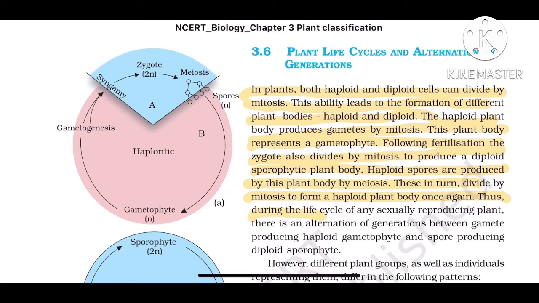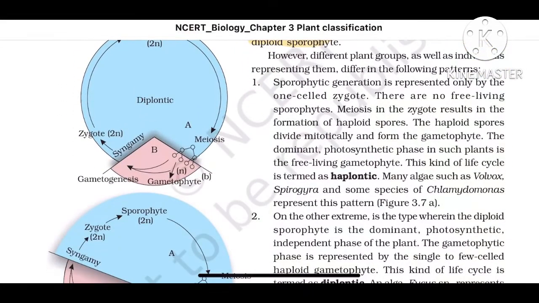Thus, during the life cycle of any sexually reproducing plant, there is an alternation of generations between gamete producing haploid gametophyte and spore producing diploid sporophyte. However, different plant groups as well as individuals representing them differ in the following patterns.